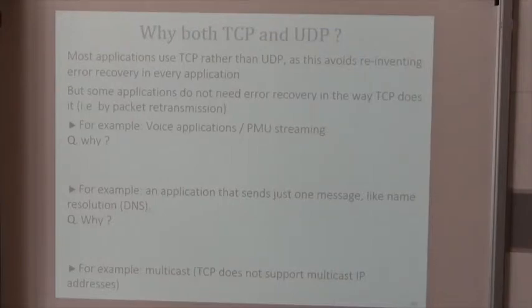Another reason is multicast. Multicast is a form of distribution where an IP address corresponds to a group of destinations. We'll talk about it very soon. And in the lab, you will have to program multicast sockets. Multicast doesn't work with TCP. And there's a very good reason for that.